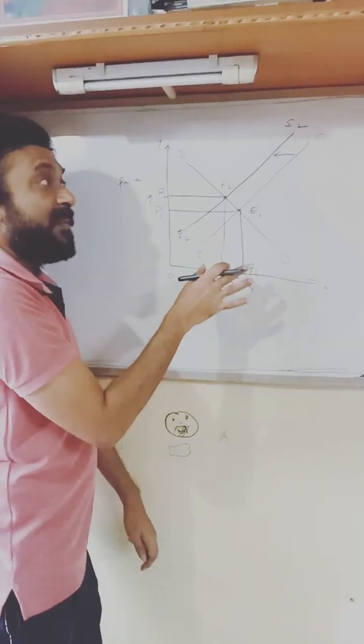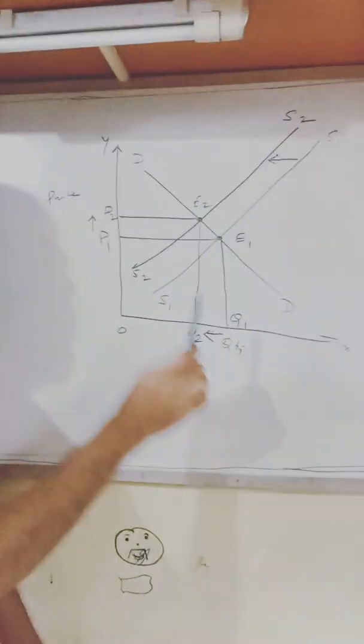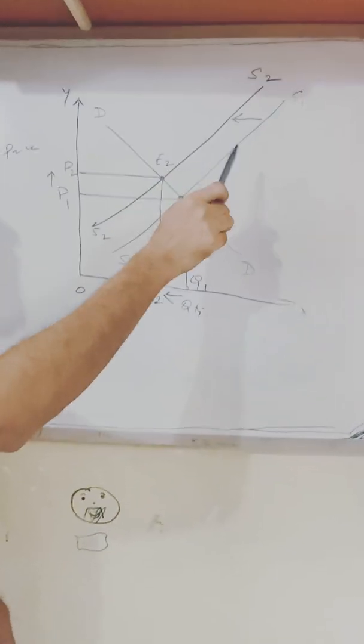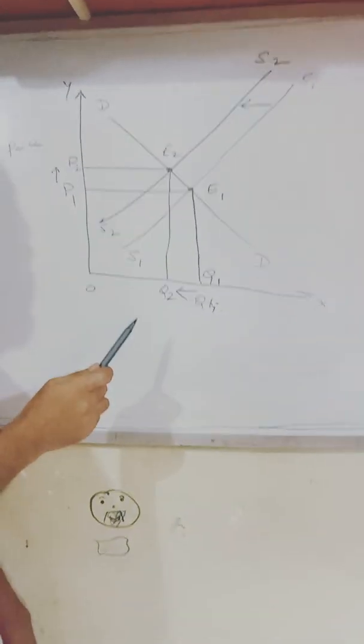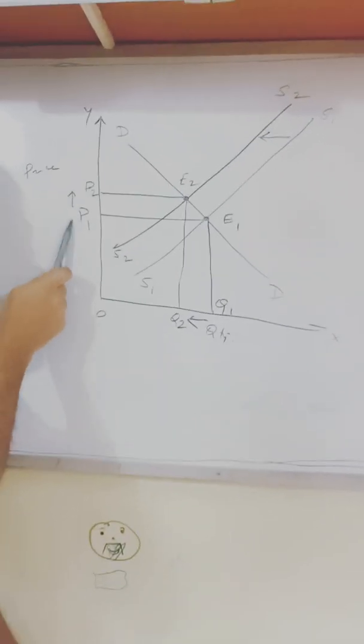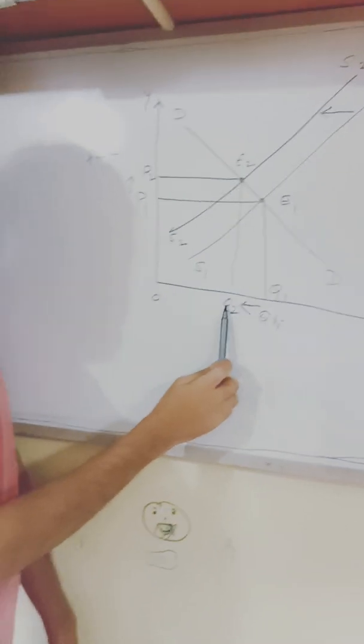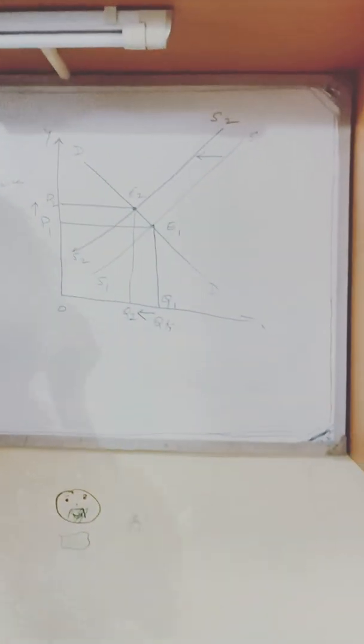So here, because of decrease in supply, there is no change in the demand. Because of decrease in supply, there is a leftward shifting of the supply curve, and for that, equilibrium price rises from P1 to P2, and equilibrium quantity falls or decreases from Q1 to Q2. And that you have to write at the end. Now the question.